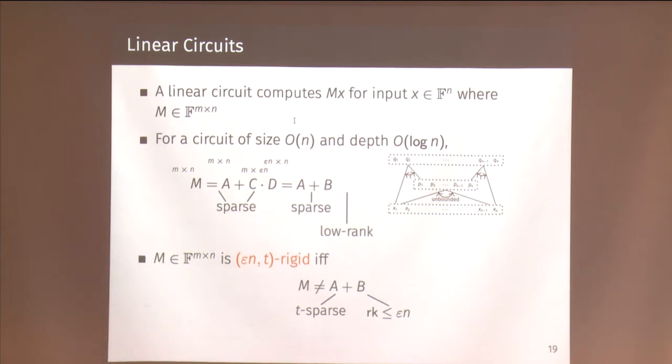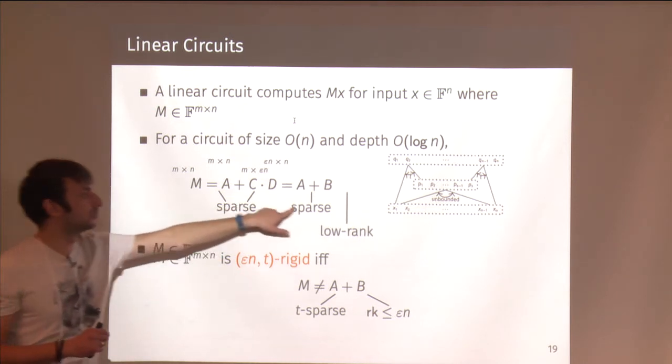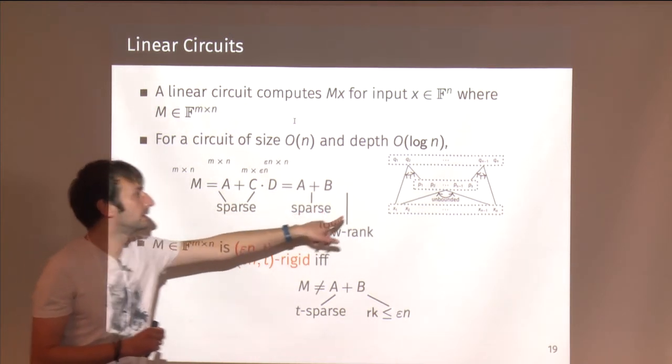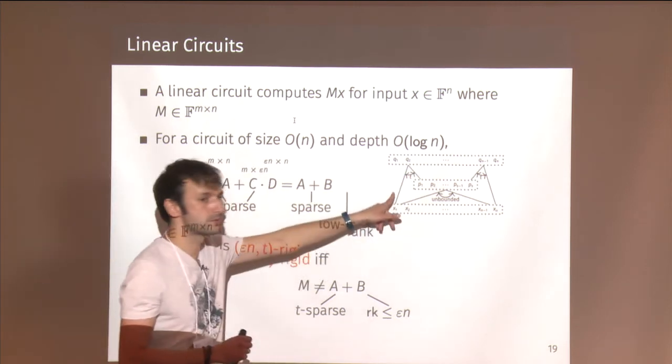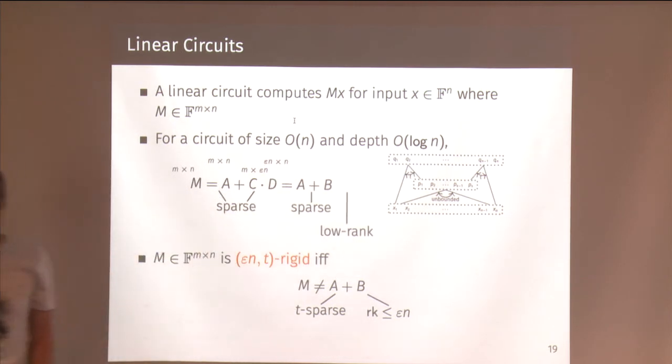Okay? Once I have a sparse matrix, it cannot be written this way. So it cannot be computed by such a depth 2 circuit. So it cannot be computed by a linear size log depth circuit. If we find a rigid matrix, we prove a superlinear circuit lower bound for log depth circuits. Okay? So this is what happens to circuits when we're considering linear circuits.